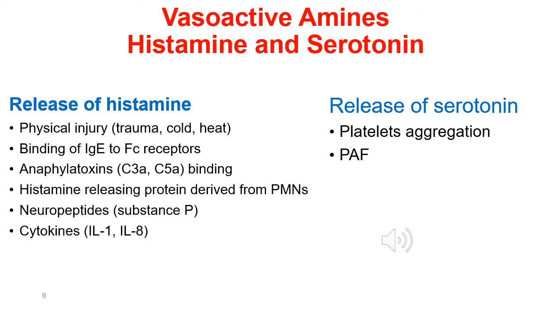We can see on the left side that the release of histamine is induced by physical injury like trauma, cold, heat, or binding of IgE to Fc receptors, or due to anaphylatoxin binding like C3a or C5a, which are part of the complement system, or histamine releasing protein derived from polymorphonuclear cells, which are neutrophils, or as a result of neuropeptides or substance P induction, or by cytokines including interleukin 1 and interleukin 8.